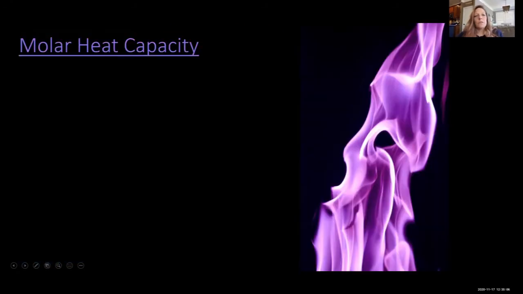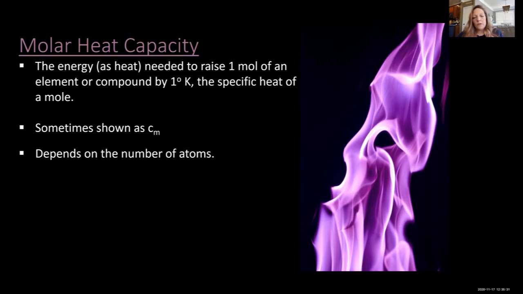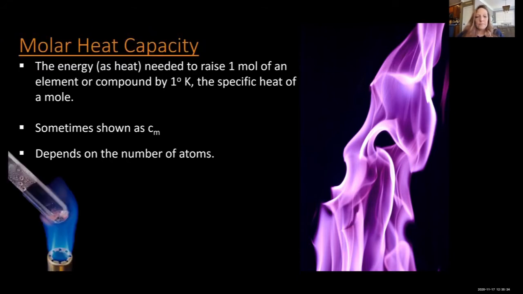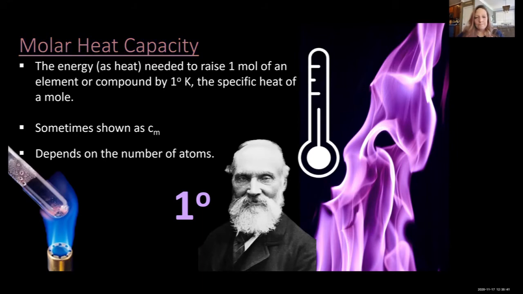Molar heat capacity. All right. The energy as heat that's needed to raise 1 mole of an element or compound by 1 Kelvin is the specific heat of a mole. Sometimes it's shown as Cm, so that's the specific heat of a mole, or molar heat capacity. And it does depend on the number of atoms present. And here's our friend Kelvin. There he is.